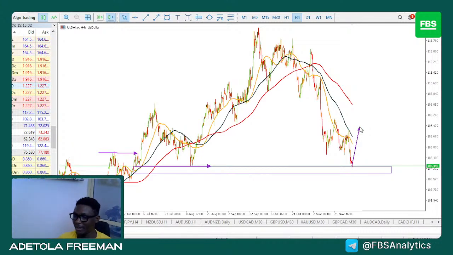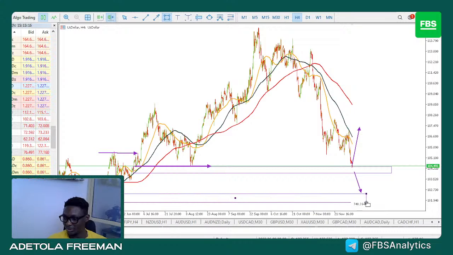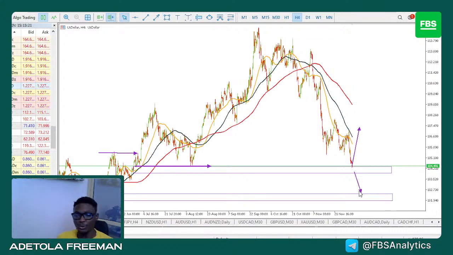However, it's also important to note that in the event that this zone gets broken out of, we may see the dollar drop all the way down to this area, this particular zone over here. So that is the double scenario, called the knife edge scenario. It's a situation where we have two possible scenarios for price to play out, and that's exactly what I have over here.